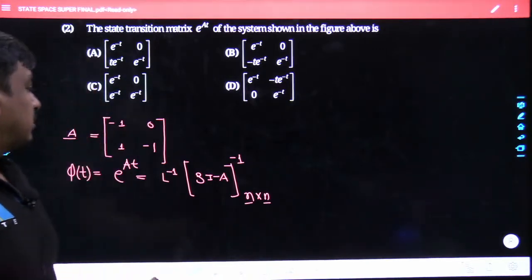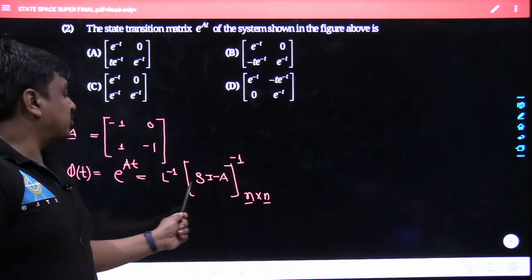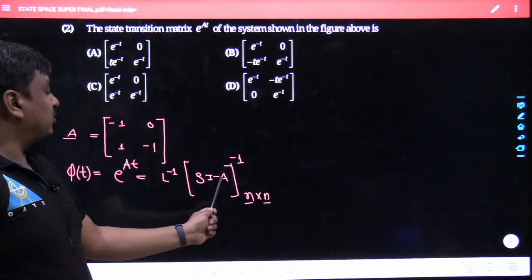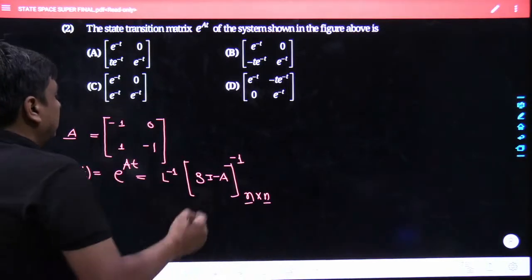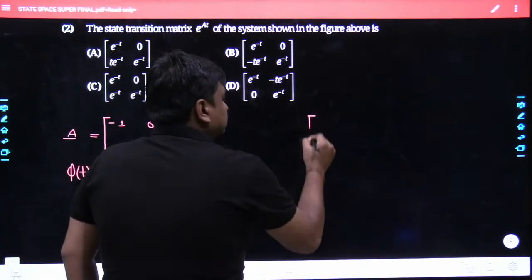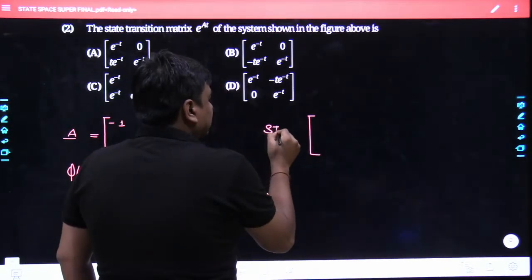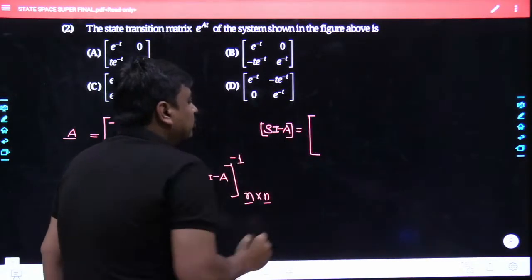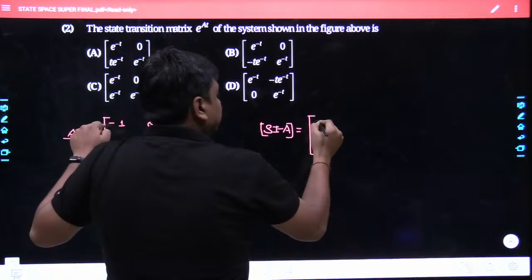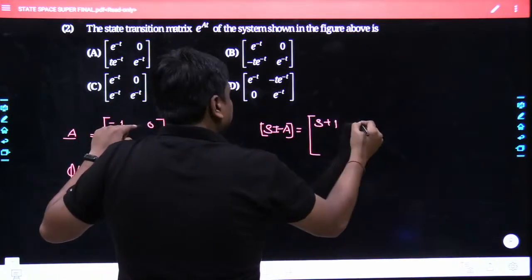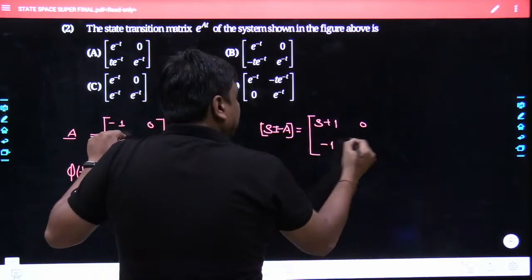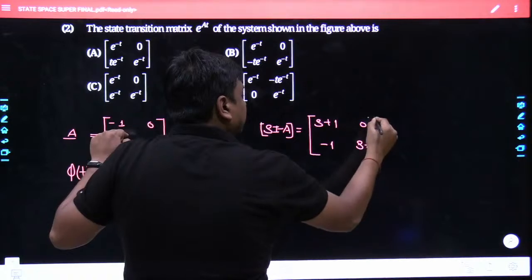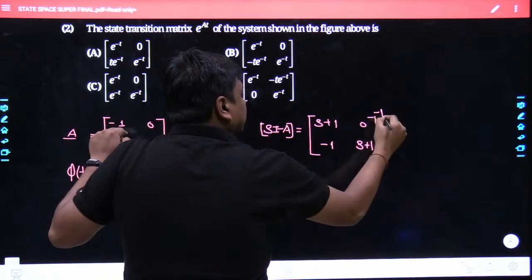Yes. So let me focus on the first matrix, and that is nothing but the sI minus A. So definitely I would frame the sI minus A matrix first. May I know what it would be? It would be s plus 1, here it would be 0, here it would be minus 1, and here it would become s plus 1. I need to take the inverse of it.